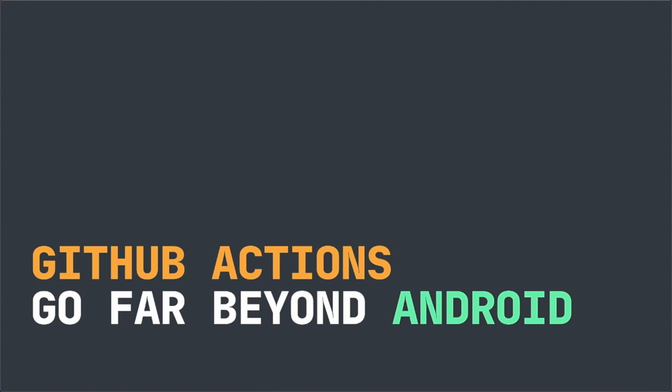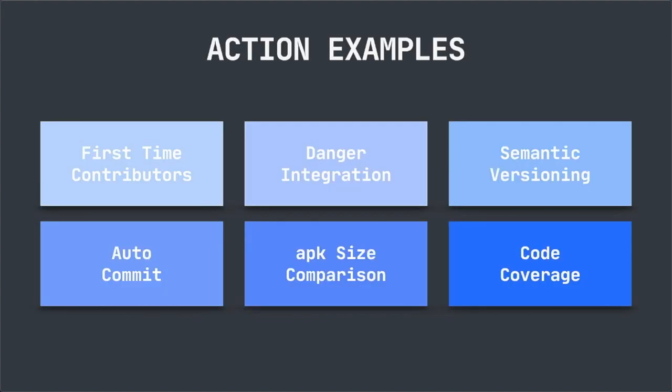So we just took a look at a lot of different useful actions, a lot of different ways we could think about building out our CI pipeline and building different types of things within our Android development process. However, GitHub Actions really goes far beyond just the world of Android. So I want to take a step back and just chat through a couple of the different types of actions that are available for us.